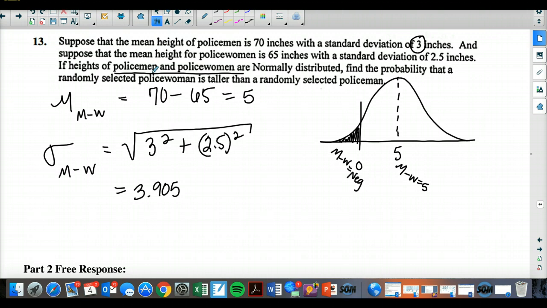So we are going to norm CDF. My lower is -10,000. My upper is 0. My mu is 5. And my sigma is 3.905. Second vars, norm CDF, -10,000, 0, 5, 3.905. And it's 0.1002.